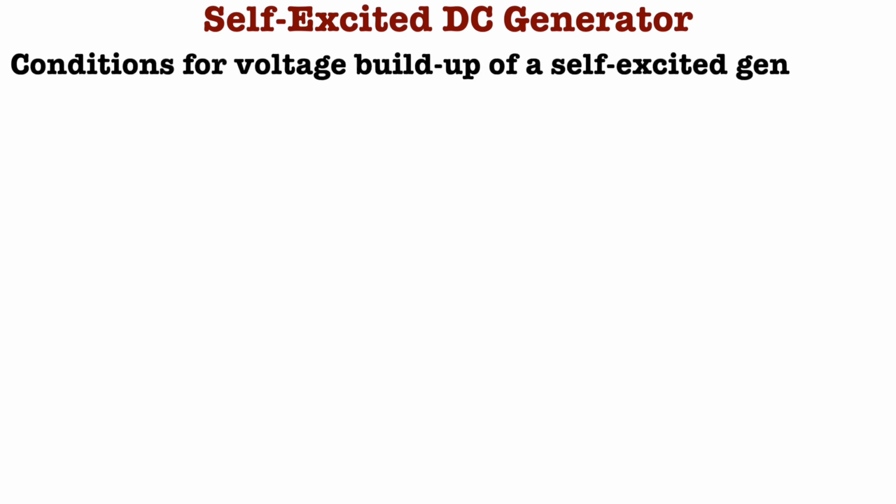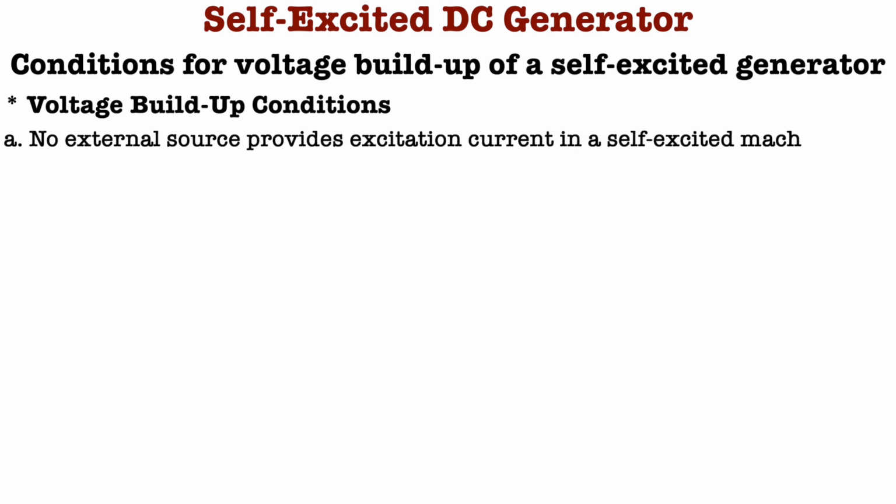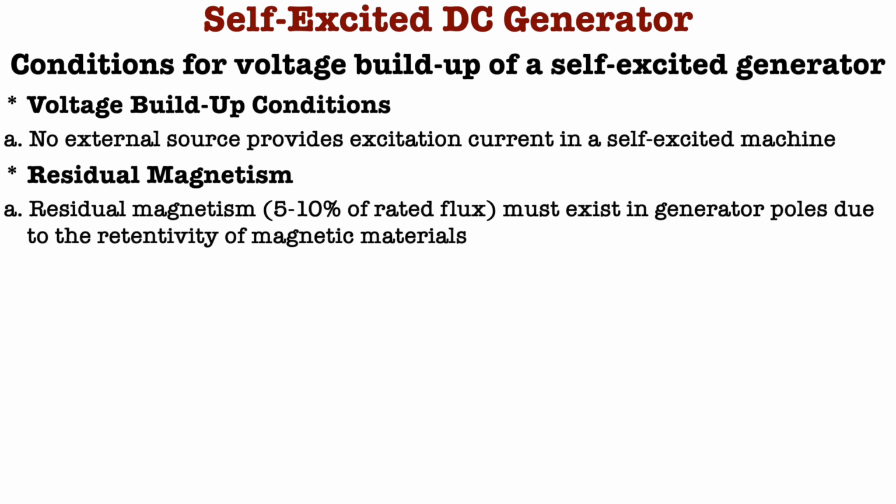We should know about a self-excited DC generator, that is the conditions for voltage buildup of a self-excited generator. In self-excited machine, there is no external source for providing the excitation current. So, there must be some residual magnetism in generator poles. Due to retentivity property of all the magnetic materials, they possess some amount of flux which is known as residual magnetism, and this is say approximately 5 to 10% of the rated value.